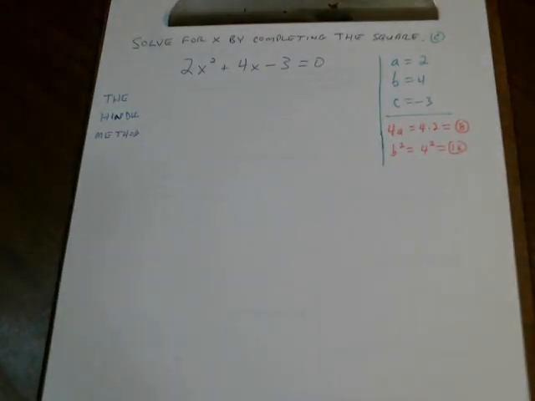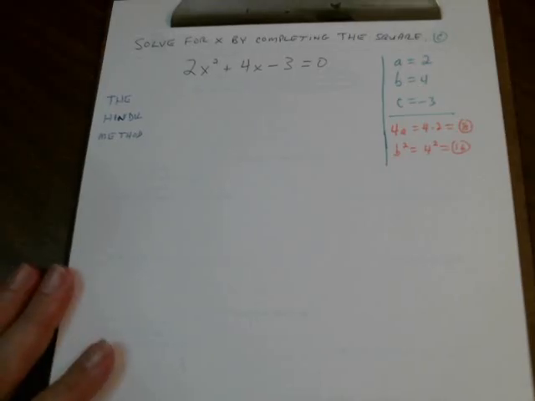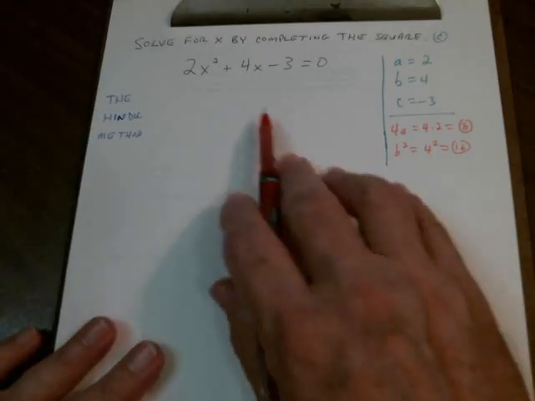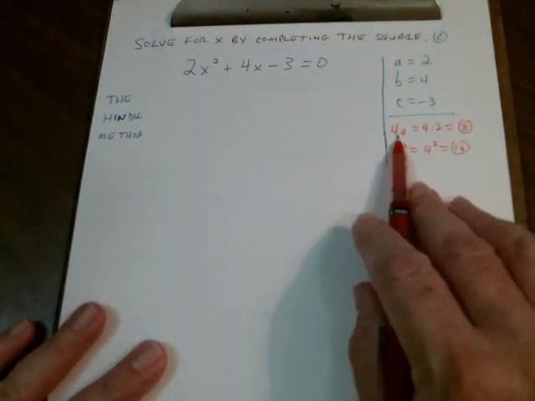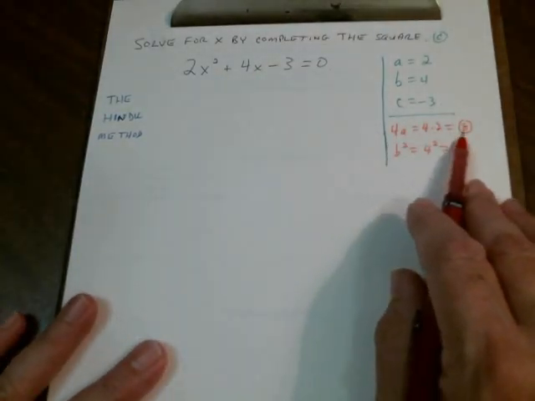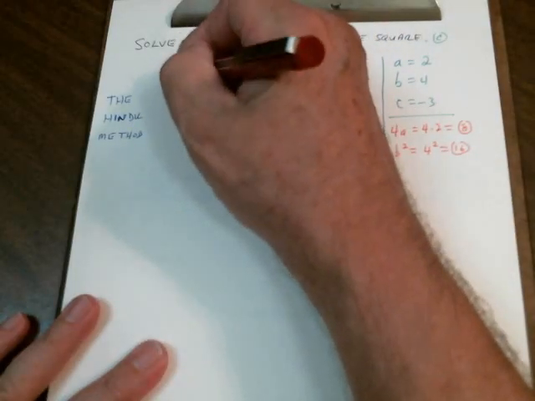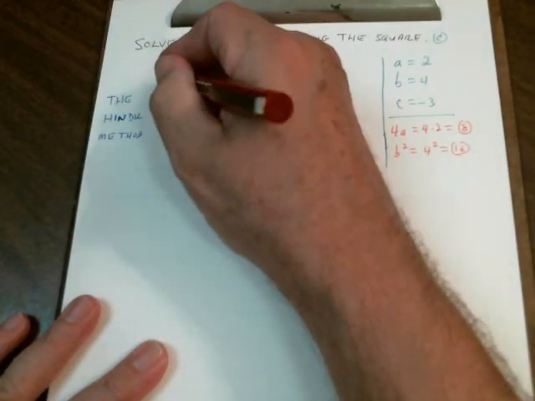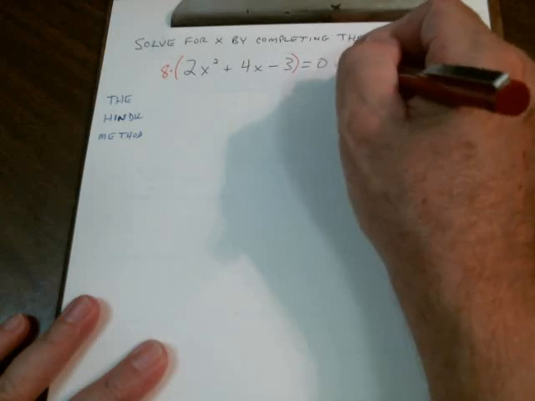In this approach, you don't have to worry about the leading coefficient being other than 1. Doesn't matter one single bit. Just take your equation, multiply both sides by 4a, which in our case here is 8. Multiply both sides by 8, which I'm doing right now.